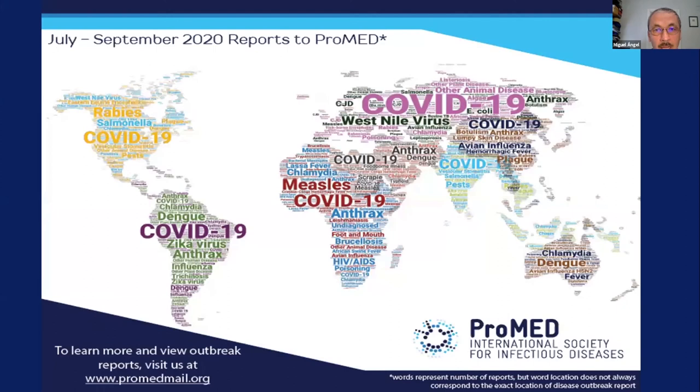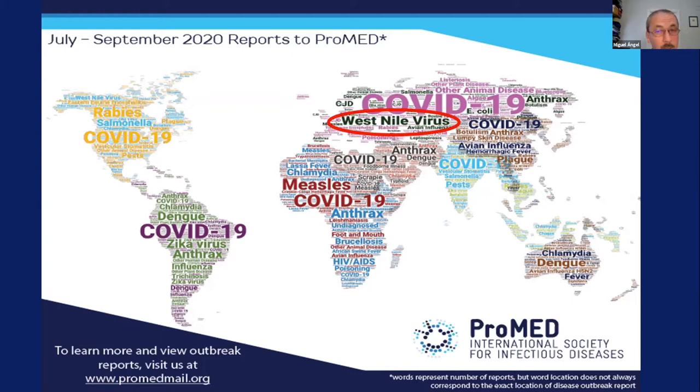Well, let's go a little more in depth into the subject of this talk, which is zoonotic viruses. This is a ProMED infographic in which you can see the world map with different names of emerging incidences. You can see that the dominant incidence this year, obviously, is COVID-19, but there are other infectious agents emerging in different parts of the world. And I will call your attention to this agent, West Nile virus.